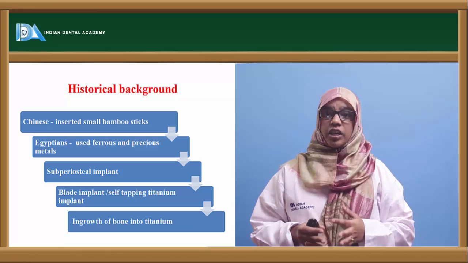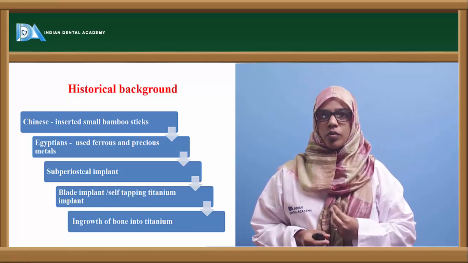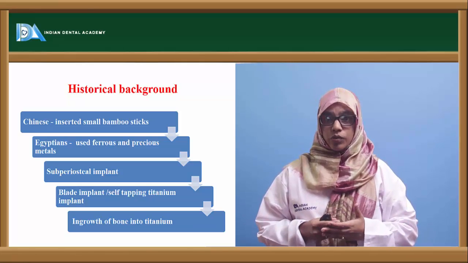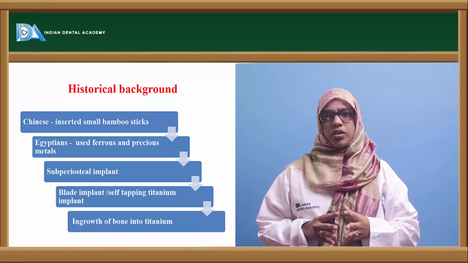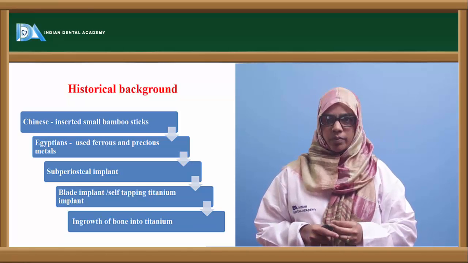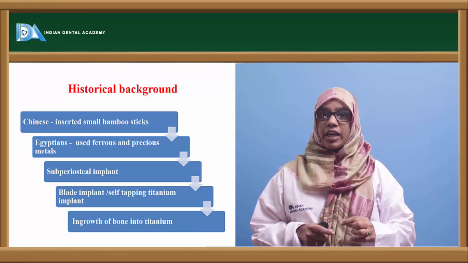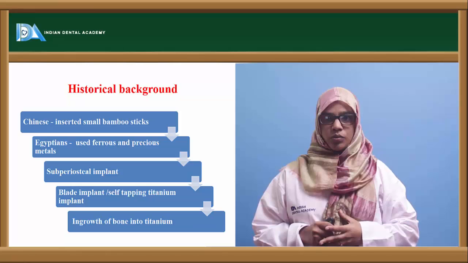The ancient Chinese used to insert small bamboo sticks into the jawbone and try to replace the missing tooth. Egyptians used precious stones and ferrous materials to replace the missing tooth. But a remarkable advancement took place with the introduction of the subperiosteal implant, which takes the support of the basal bone and has an extension coming out of the gingival sulcus to restore a missing tooth.